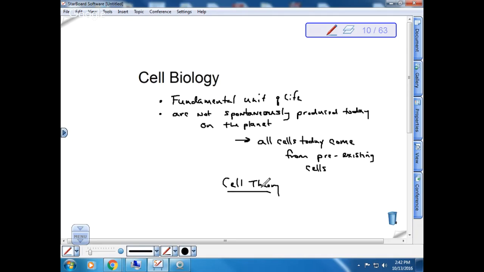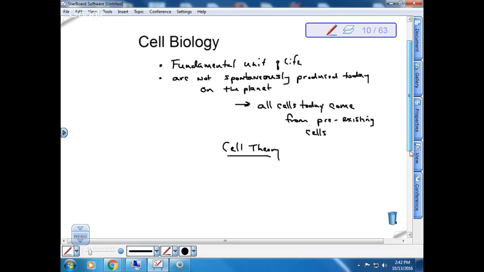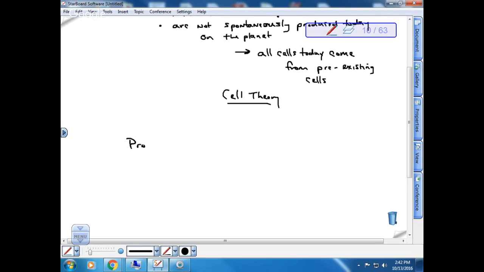Okay. Now, if we look at the different types of cells we have on the planet, we have cells that are said to be prokaryotic. So pro means before in this instance, and kary means nucleus. So these particular cells lack a nucleus.